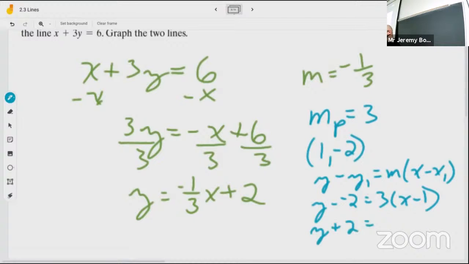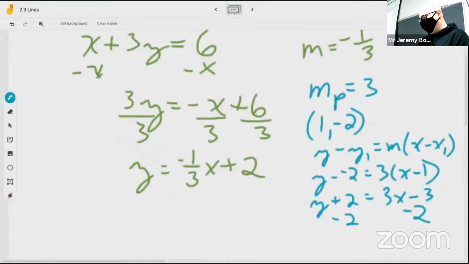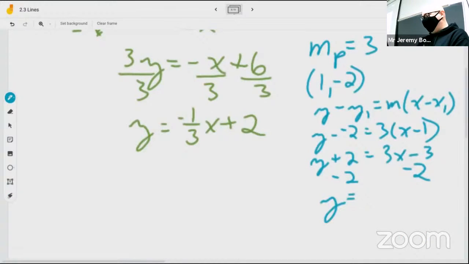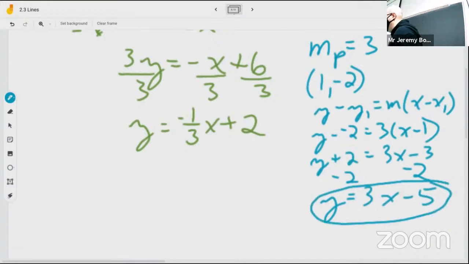Well, let's distribute the 3 while we're here. It's going to be 3x minus 3. Remember to distribute this 3 to the x and to the constant there. That's one thing that people always forget to do. And then we're going to subtract 2 from both sides. And so we're going to have y is equal to 3x minus 5. That's going to be the equation of our perpendicular.